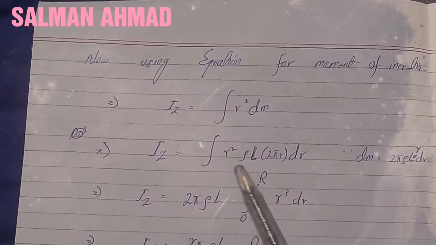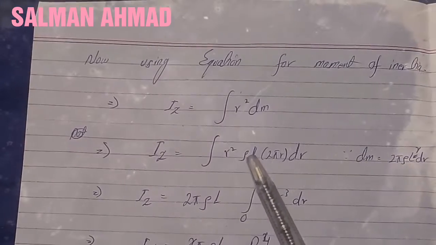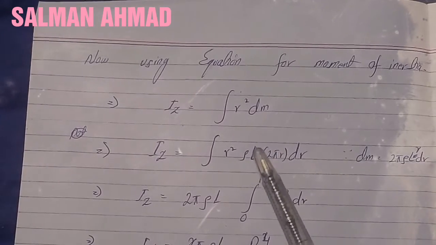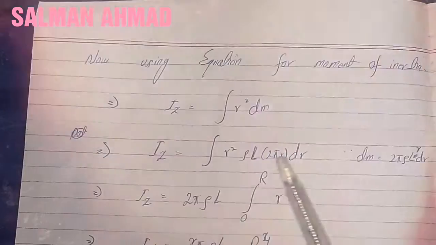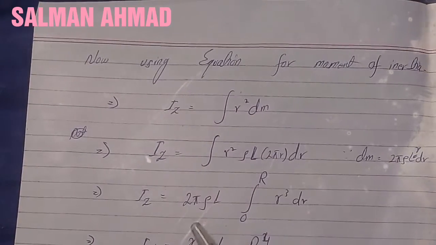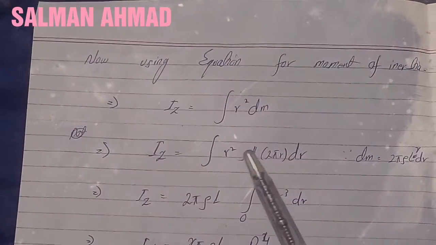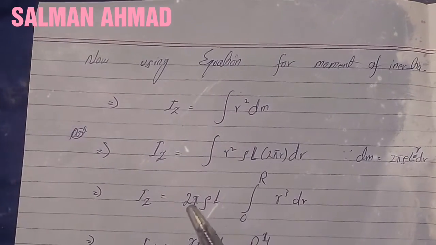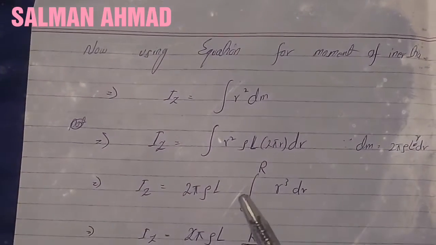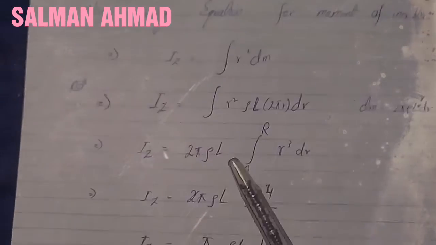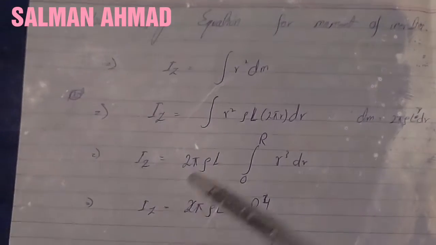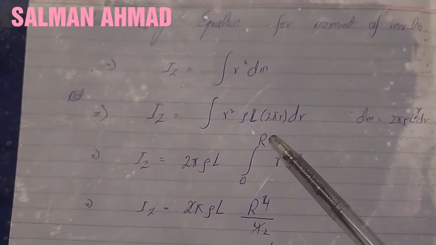As we know, density is constant, it cannot change due to rotation, and length is also constant. And 2 pi is obviously a constant number. So we can take 2 pi, rho and L common. Our equation will become Iz is equal to 2 pi rho L times the integral of r cube dr, and the limit for our integration will be from 0 to R.